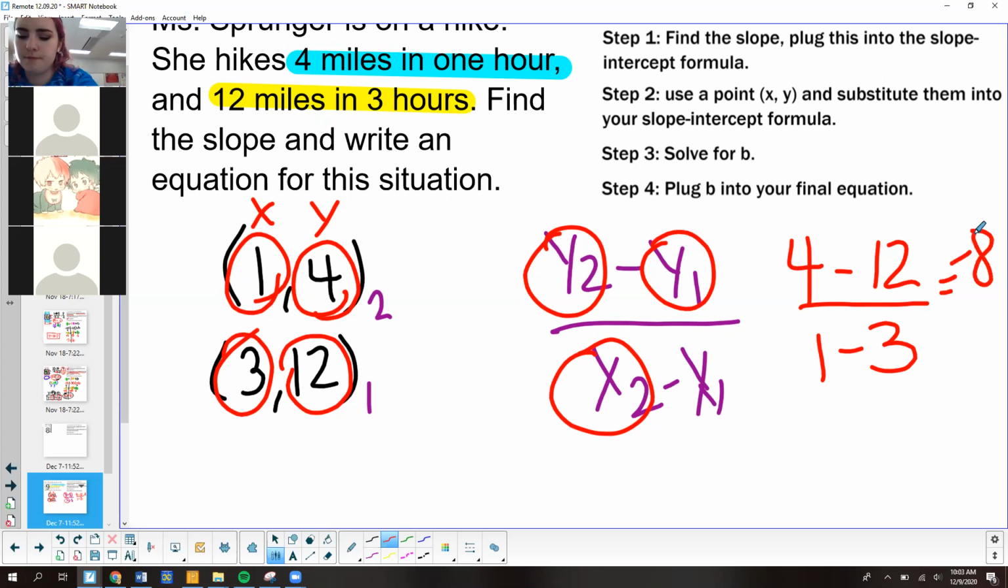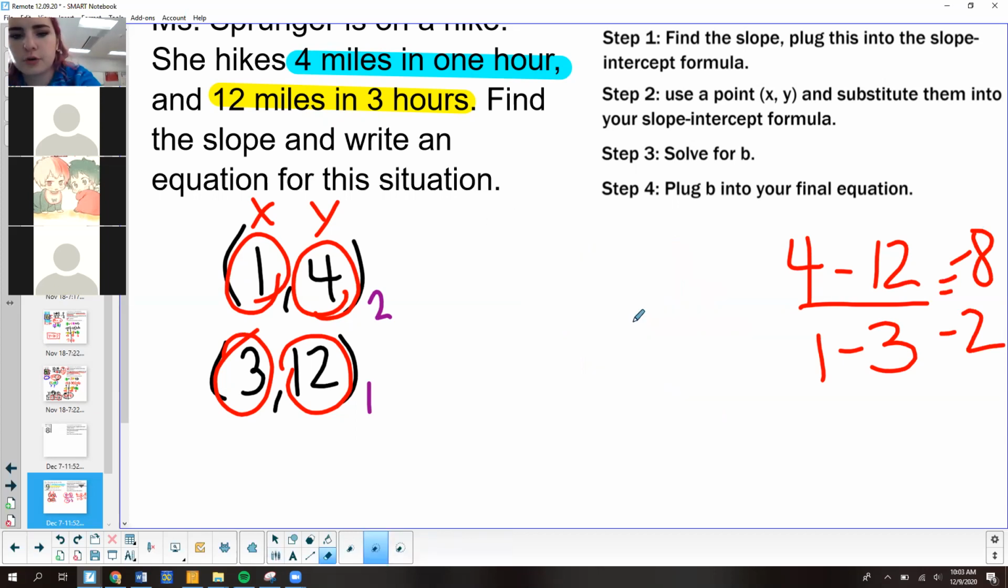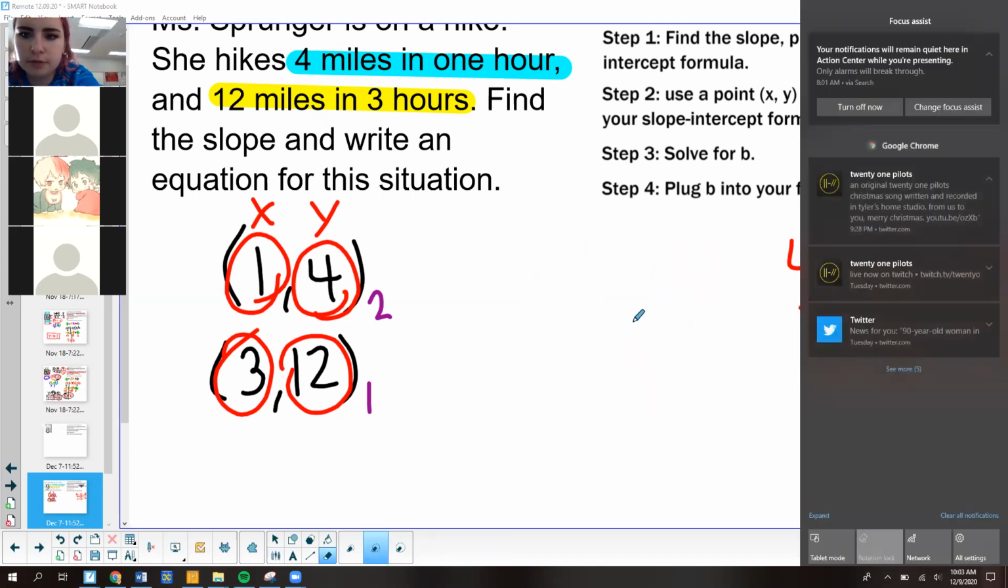1 minus 3 is -2. So we've got -8 over -2. I know it's kind of hard to see, so I'm going to erase this chunk in the middle. What's -8 divided by -2? Because we've got that line in there. Whoops, what did I do?